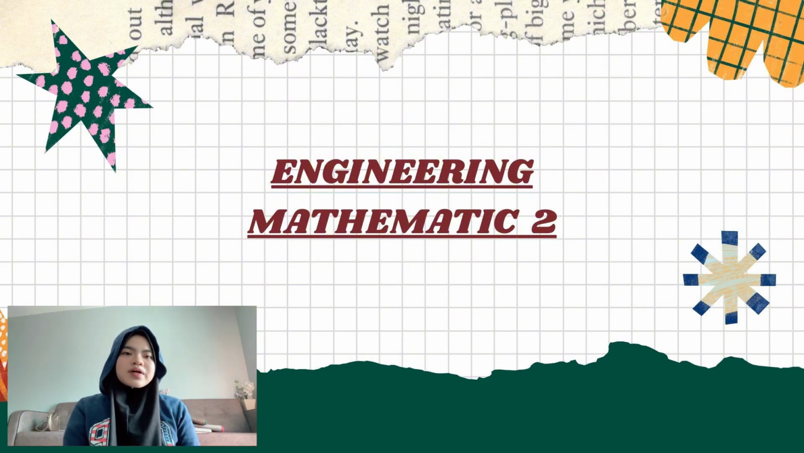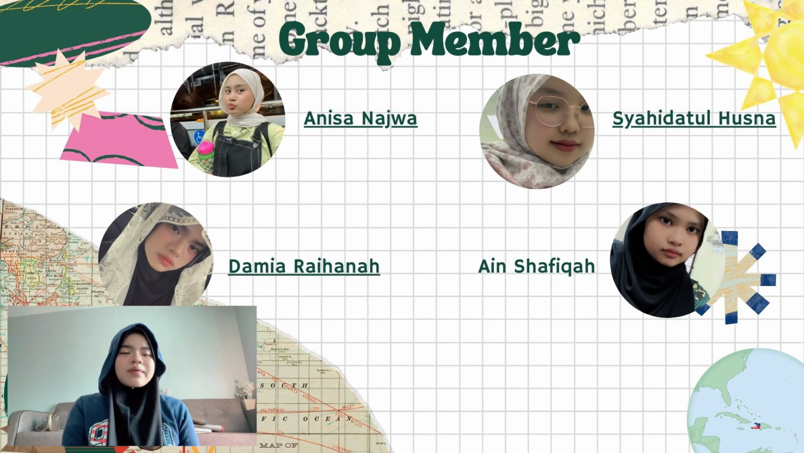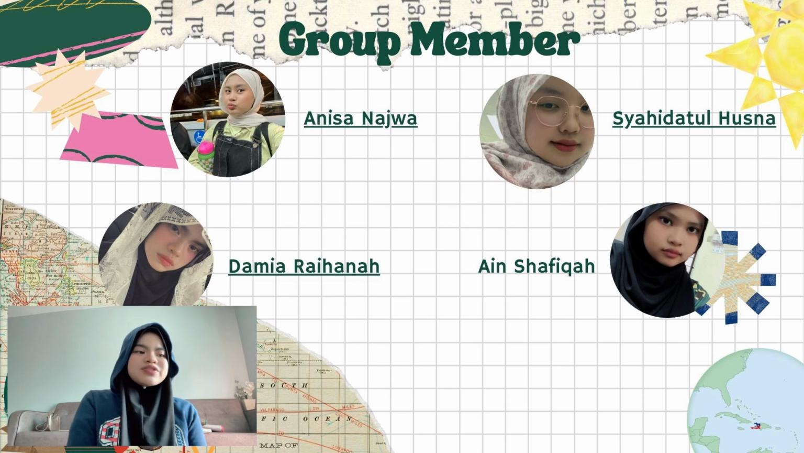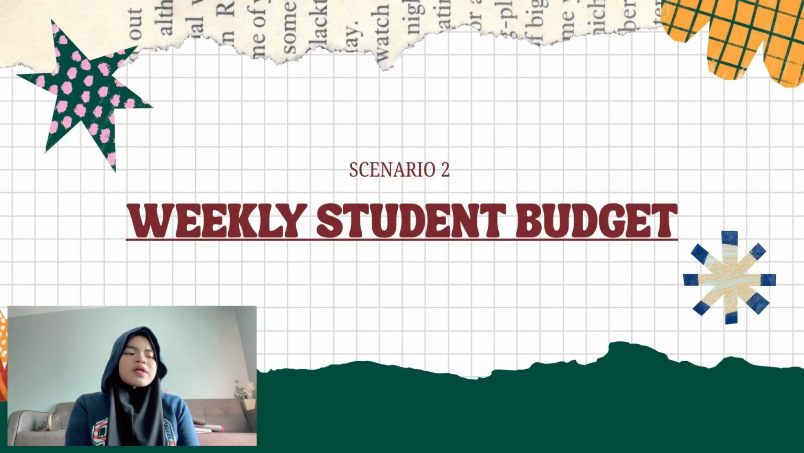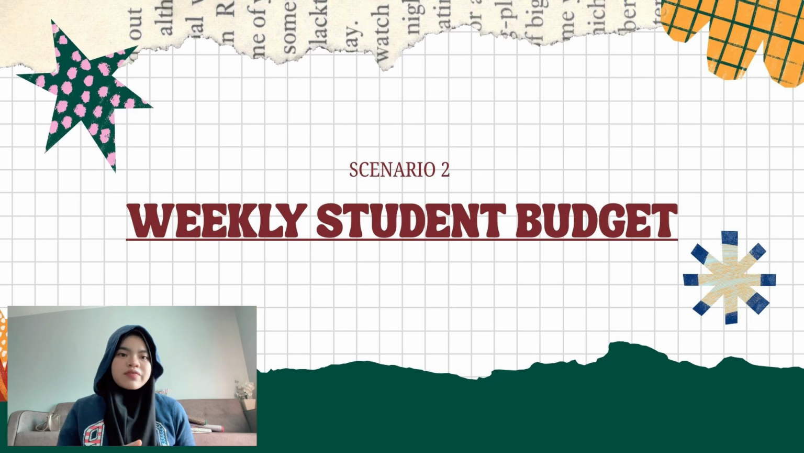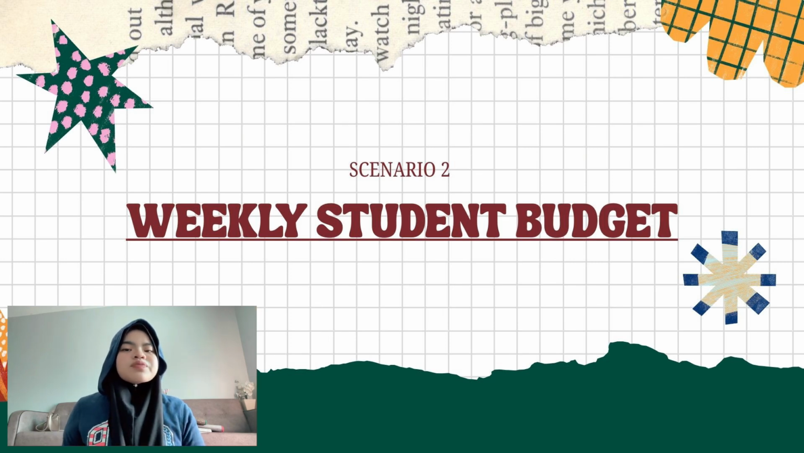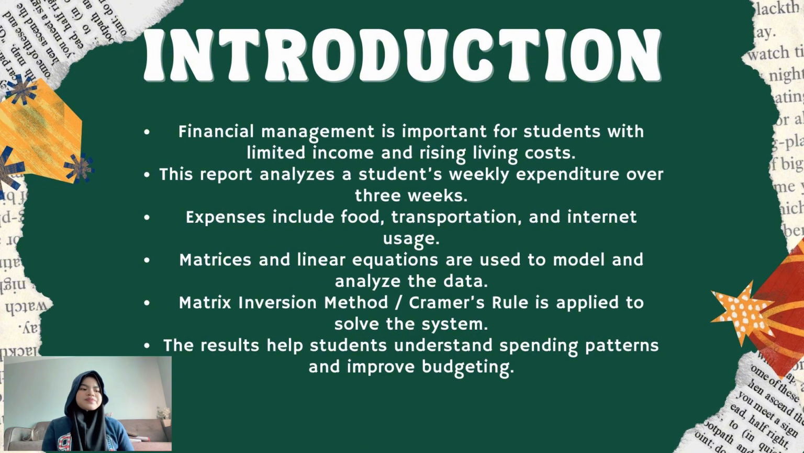Today I'm going to explain about our assignment. Assignment 1, where we chose scenario 2. The title is Weekly Student Budget. My task as a leader is doing the introduction, objective, and acknowledgement. But today I'm just going straight to the introduction. For the acknowledgement, I just put it from a report. So let's start with the introduction.